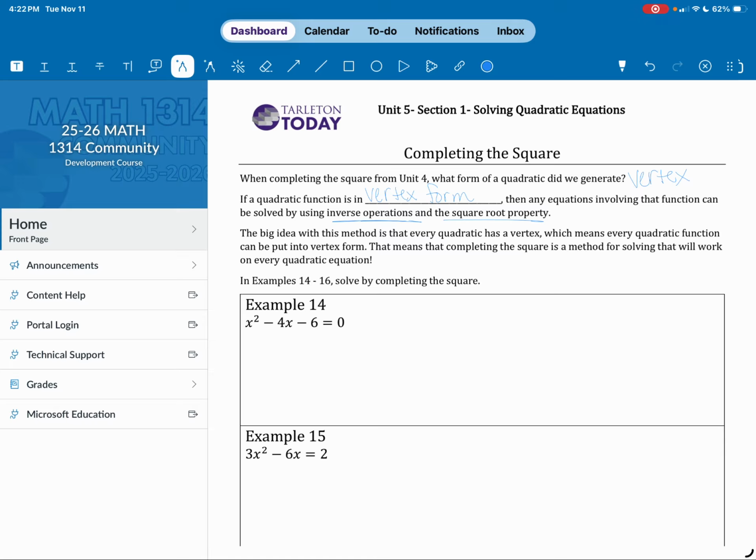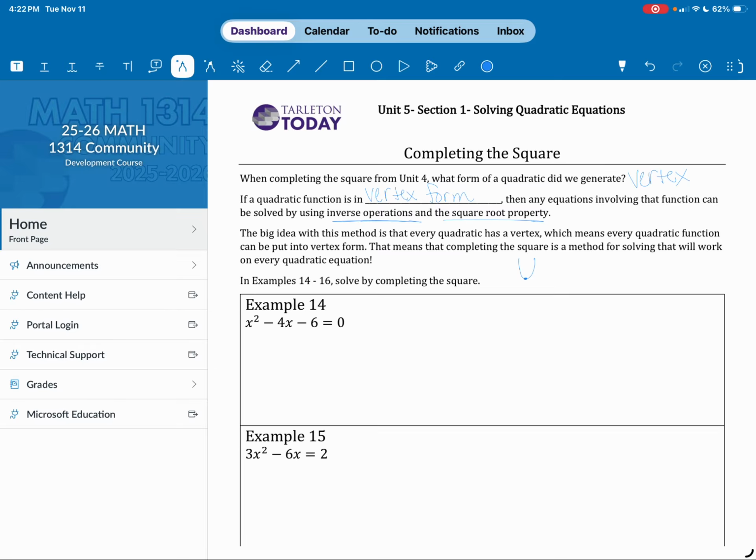So the big idea with this method is that every quadratic has a vertex. Remember, vertex: if I have a quadratic here, the vertex is the little point where it can be cut in half and folded on itself. And so that means that every quadratic can then be written in vertex form. So completing the square is a method for solving that will work on every quadratic equation.